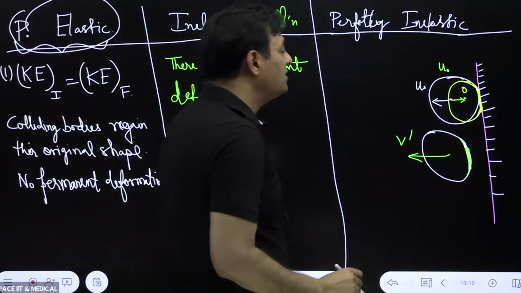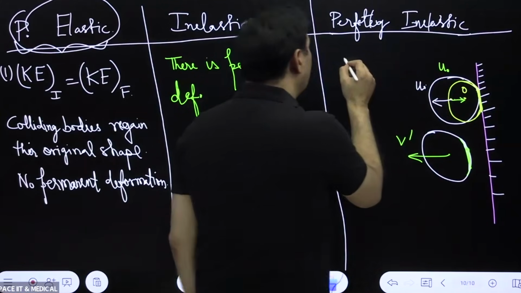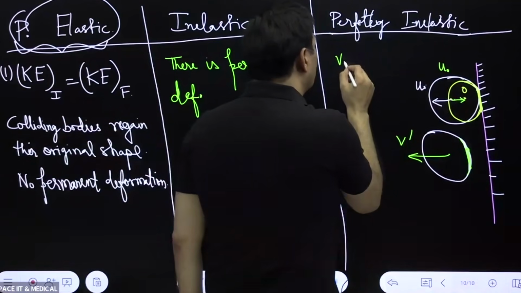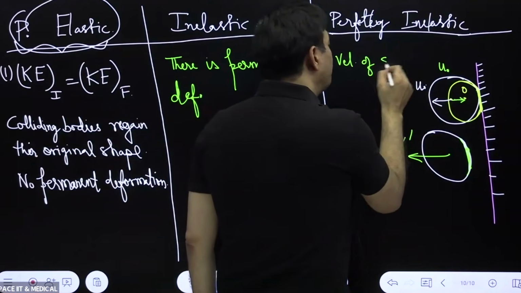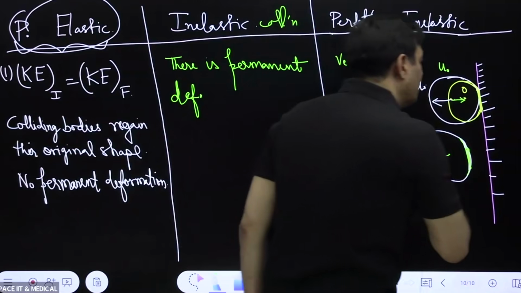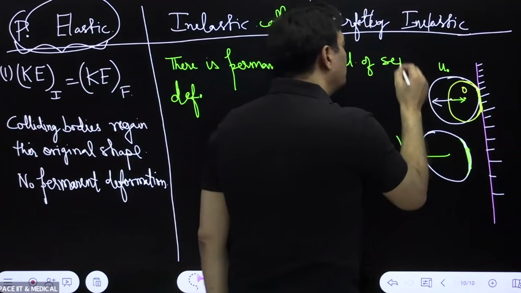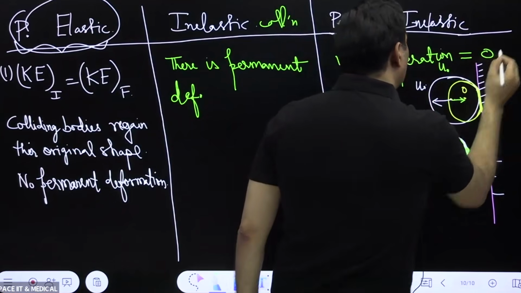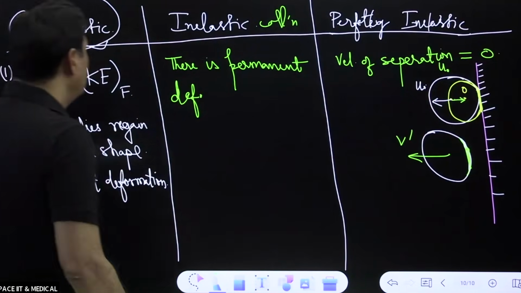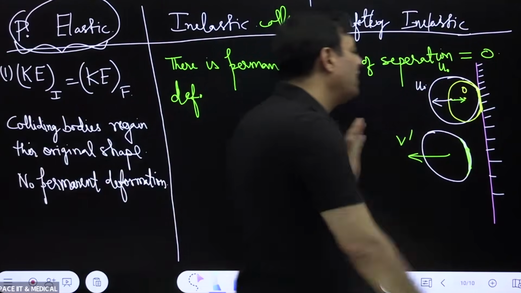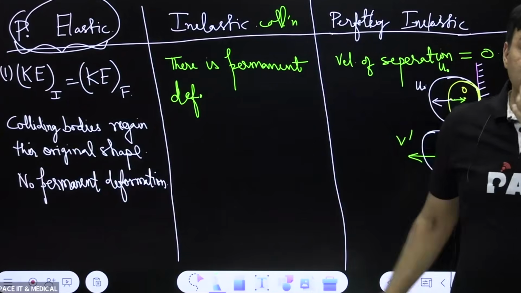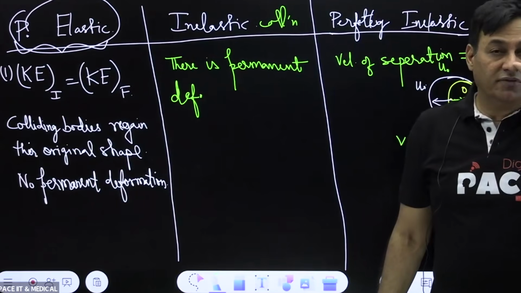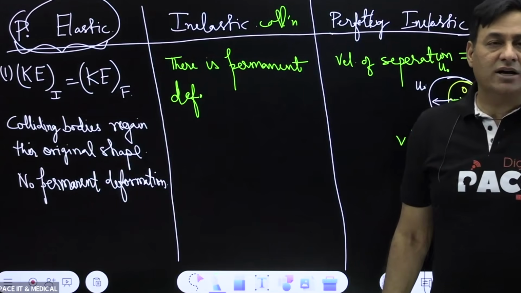Third, perfectly inelastic. The velocity of separation is zero. ये जाके वॉल से अगर चिपक जाए तो what is the velocity of separation? It is zero. This is the simplest way I can explain these three forms of collision. Now there are certain fine things which you need to catch and learn.